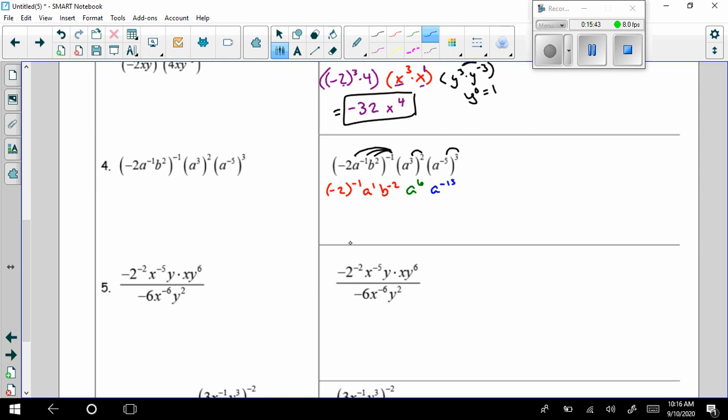Now, if it makes more sense to you to move your negative exponents down, then that is fine. I tend to go left to right and simplify by combining like terms first. So, for example, I have -2 to the -1. I'm just going to leave that alone for now. And then I have a to the 1st, a to the 6th, a to the -15, and then I have b to the -2.